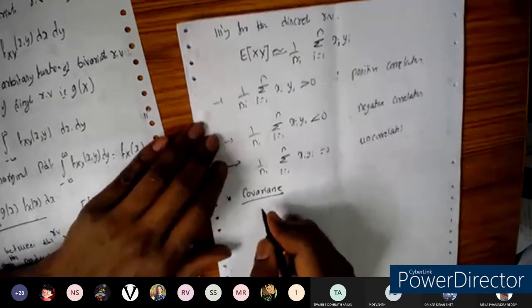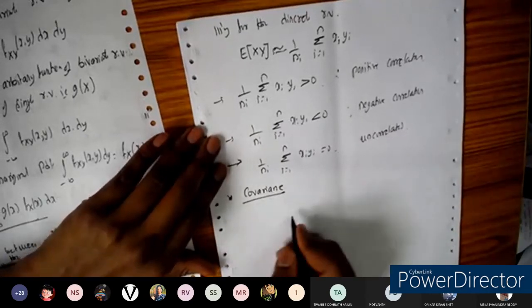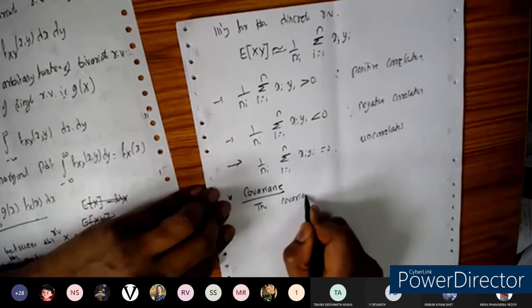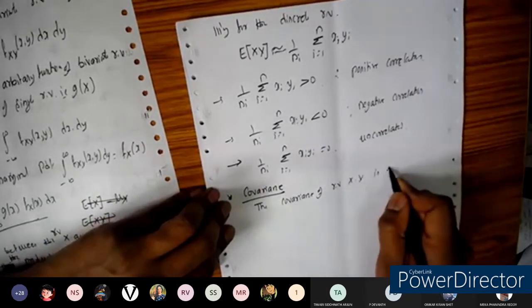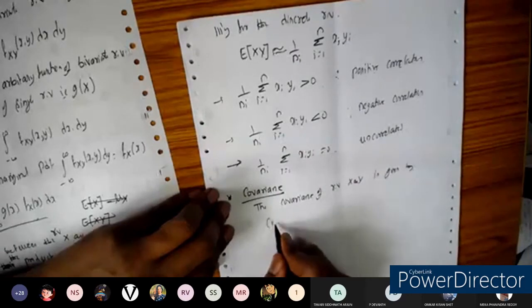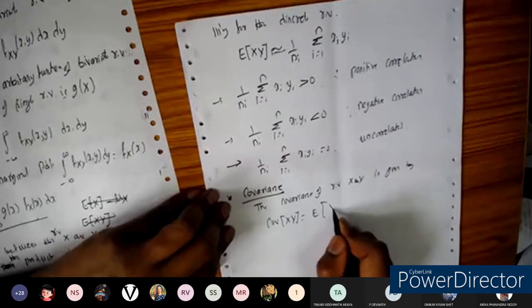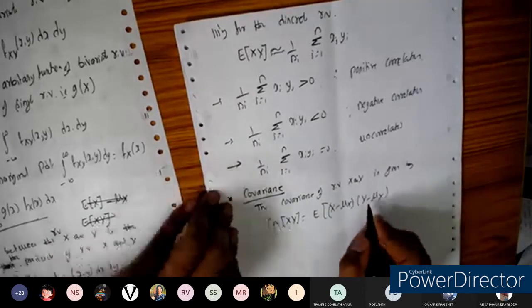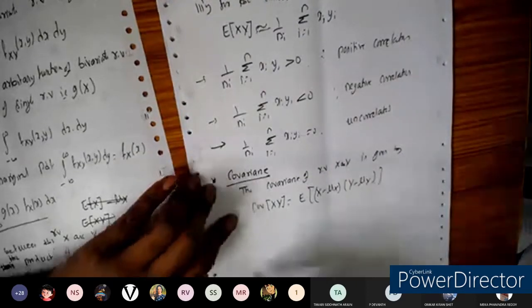Let us take the definition. The covariance of the random variables x and y is given by COV of x comma y, which is the expectation of x minus nu x, into y minus nu y.